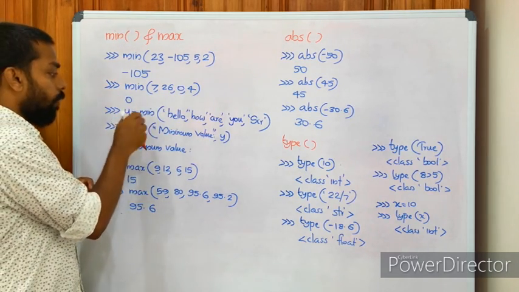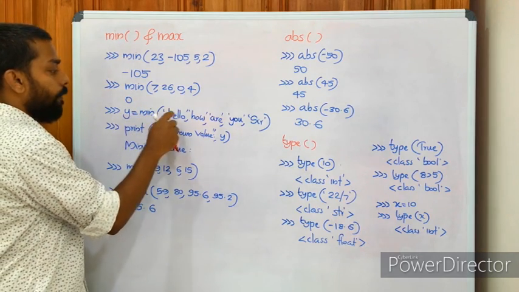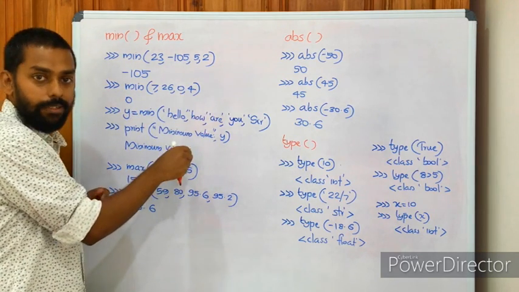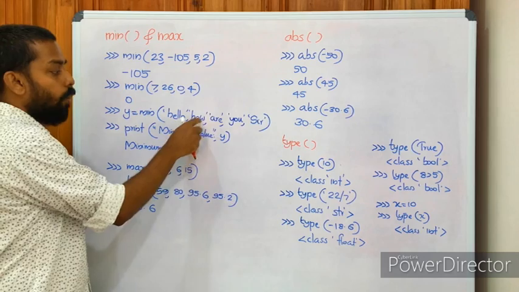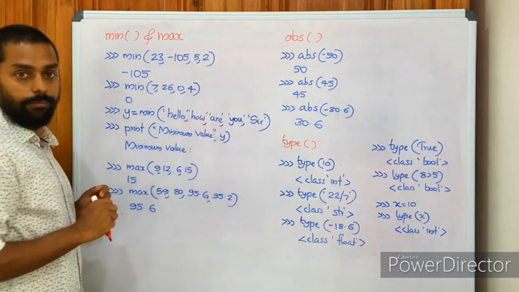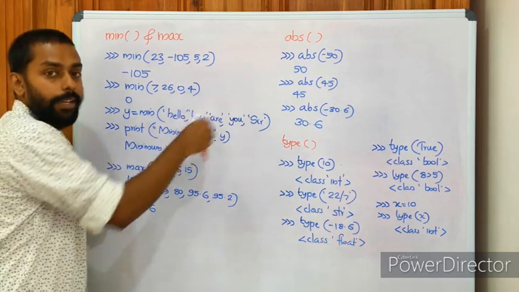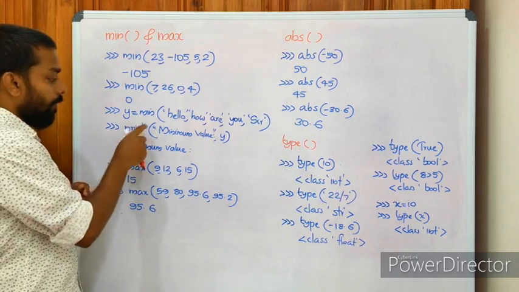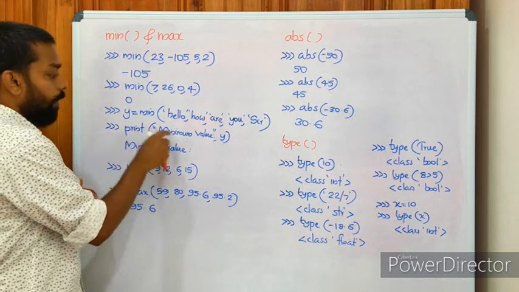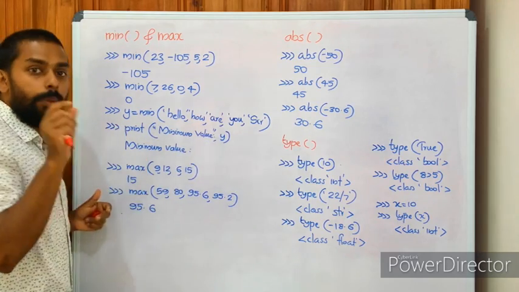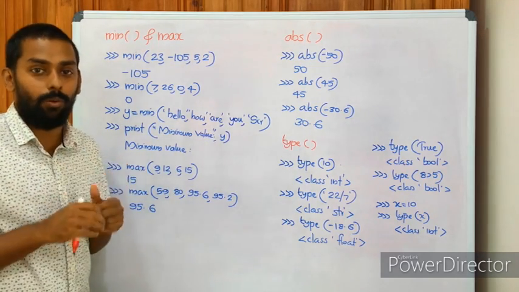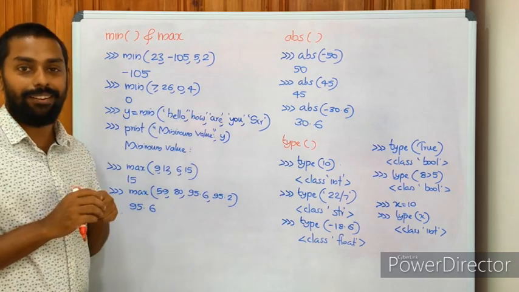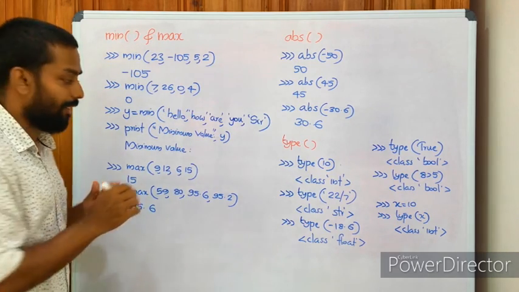Then we have another one, y equal to min of, we have a set of strings: 'Hello', 'how', 'are', 'you', 'sir'. We have a set of strings and we are finding the minimum, the smallest. And okay, we are printing it out. Print minimum value y. What should be printed? What is the minimum value here? What is the smallest string here? It is 'sir'. Okay.